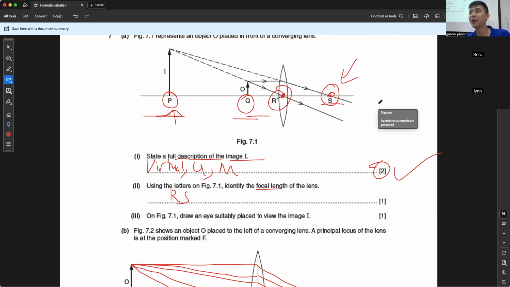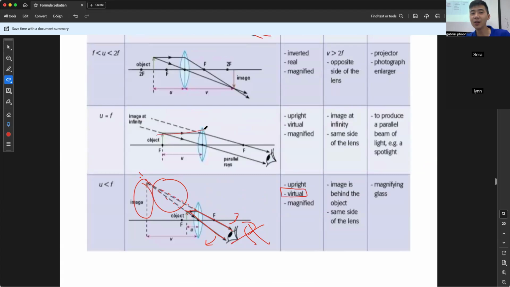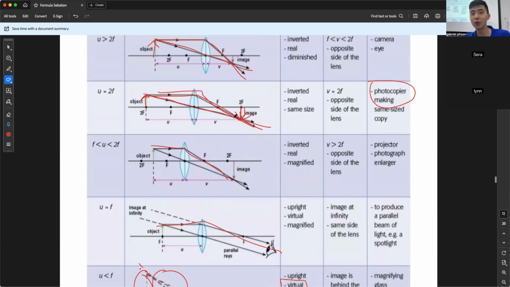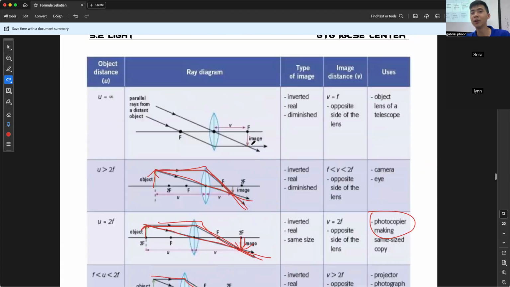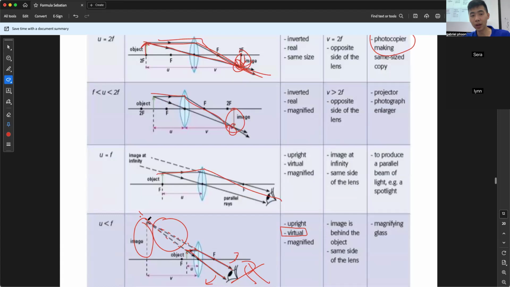Because the light ray cuts through there. Like all the images that we have been drawing, your straight line will always cut through the focal point. Straight line cut through focal point. The two light rays that cross is where the image is formed. The two light rays cross, image form.